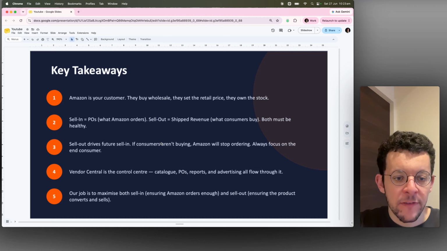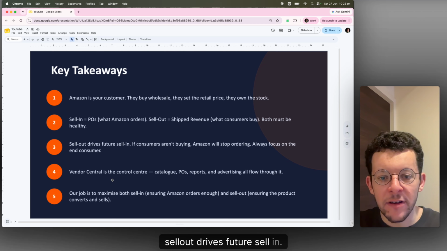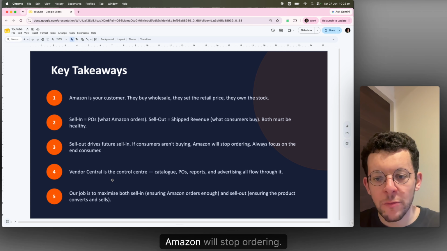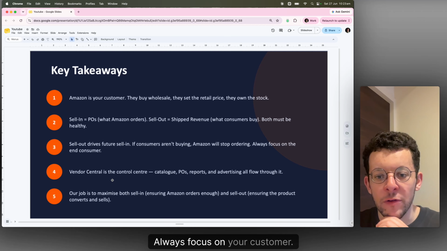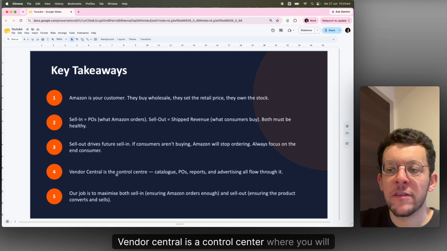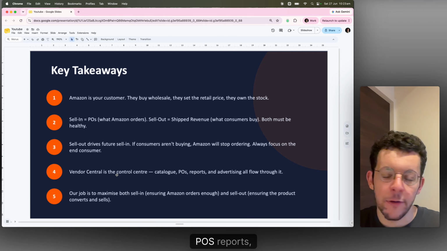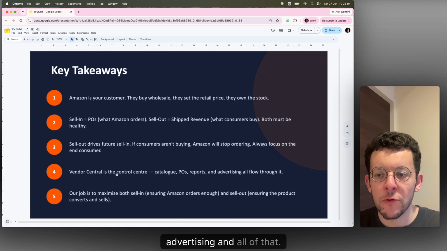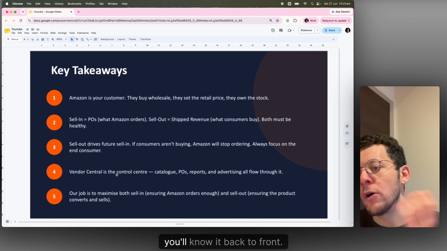Number 3, sell out drives future sell in. If customers aren't buying, Amazon will stop ordering. Always focus on your customer. Vendor Central is a control center where you will go to manage your catalog, POs, reports, advertising, and all of that. So you'll know it back to front.